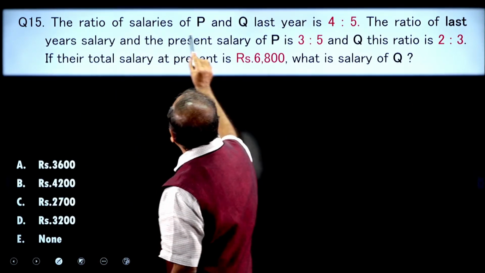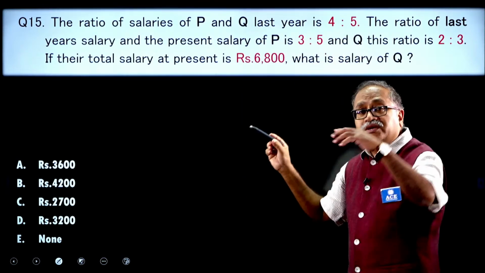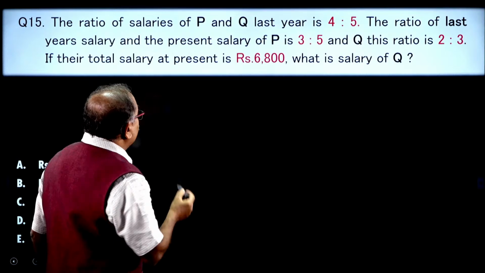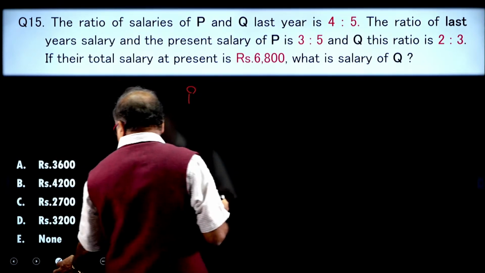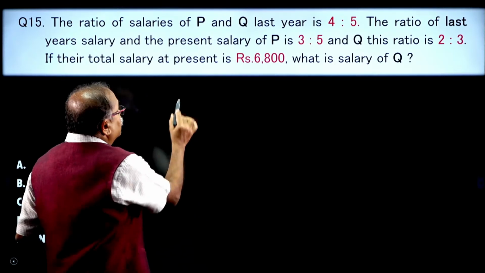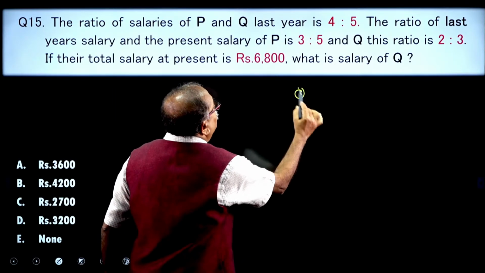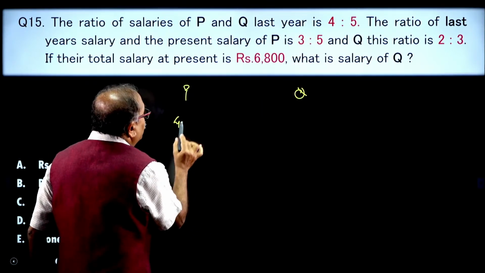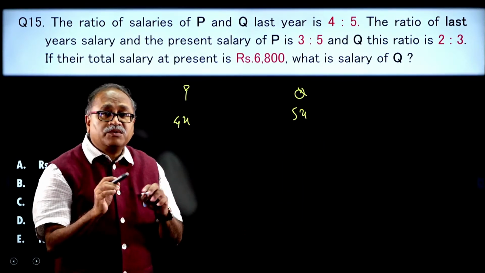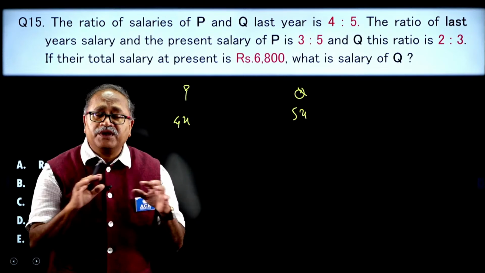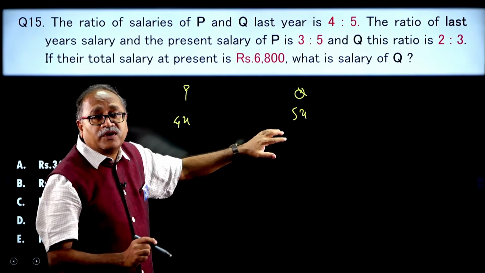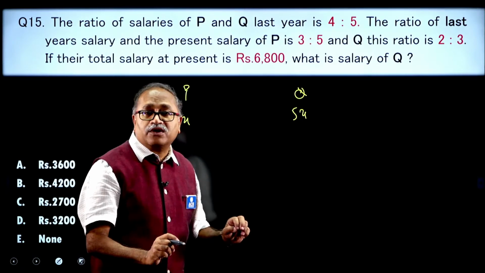Here the ratio of the salary of P and Q last year was 4:5. So, P and Q, the last year it was 4x and this is 5x. While in the exam also, while you are reading the question, don't read the question and start writing it. You keep noting down the information, so that at the end you start working on it.